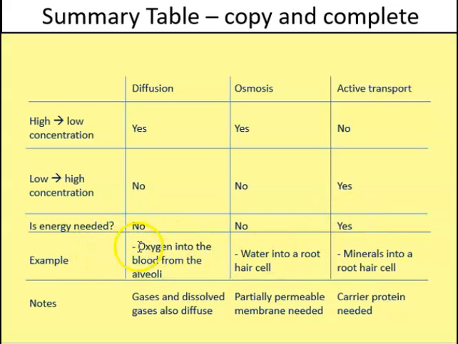Yours might be slightly different, that's fine, but I've put for diffusion, oxygen moving into the blood from the alveoli. Osmosis is water into a root hair cell from the soil, and minerals into a root hair cell again from the soil.